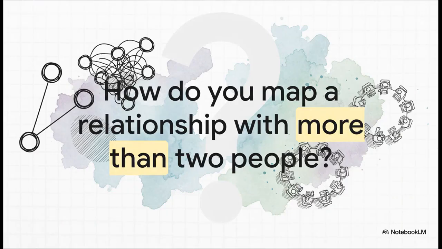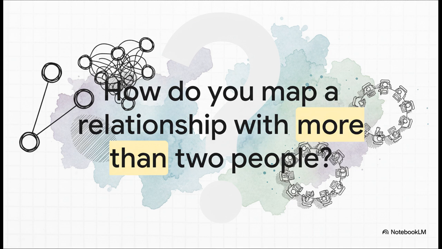But let me start with a question for you. Think about your own social life for a second. Mapping a connection between you and one friend, that's easy. But what about your group chat, or a project you did with 3 other people, or a big family dinner? How do you actually draw a line that connects everyone all at once?